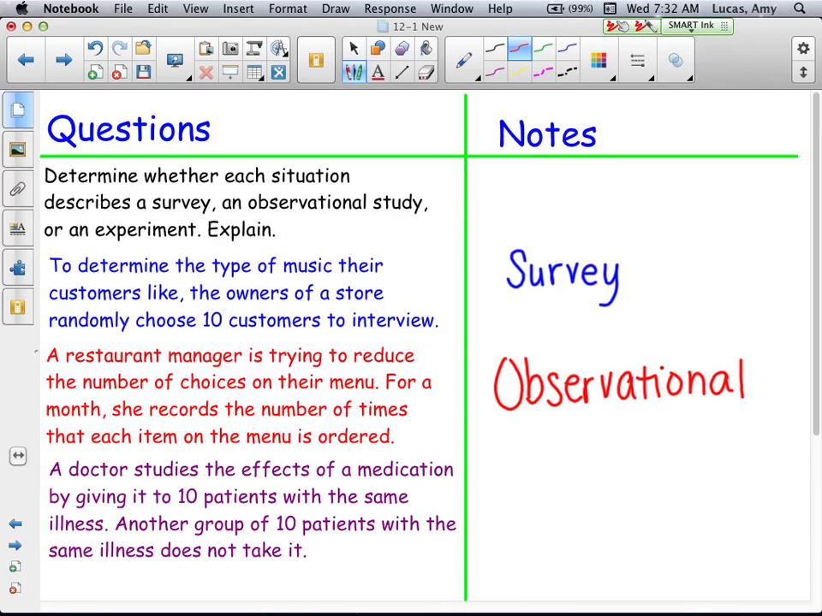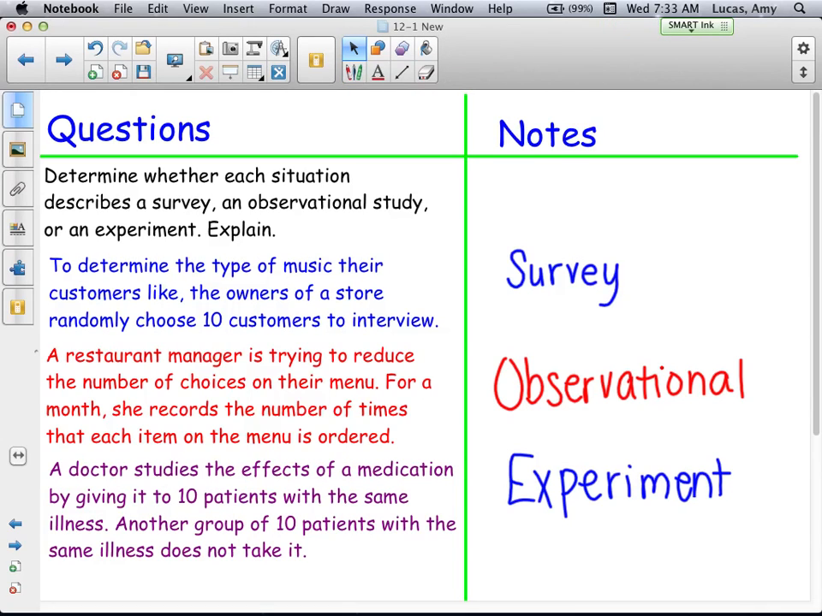She's observing what's purchased, and then at the end of the month, she's going to figure out what to take off of her menu. And then the last one, a doctor studies the effects of a medication by giving it to 10 patients with the same illness. Another group of 10 patients with that same illness doesn't take it. So this is an experiment where they're trying to see if a certain medication is worthwhile, if it will help people with that illness or not, if it has any side effects or not. So they study 2 groups, one that's taking it and one that's not taking it, to see the effects.